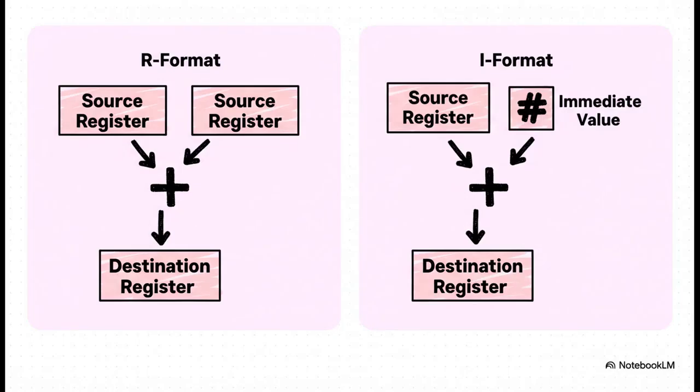Now, an instruction isn't just a single block of data. It's more like a package with different compartments inside. And the layout of that package totally depends on the job it needs to do. The R format is for when we're working with data that's already tucked away in storage, like adding the contents of two registers. But sometimes you need to use a specific number, like right now. And that's where the I format is so clever. It actually embeds that number, the immediate value, directly inside the instruction itself.